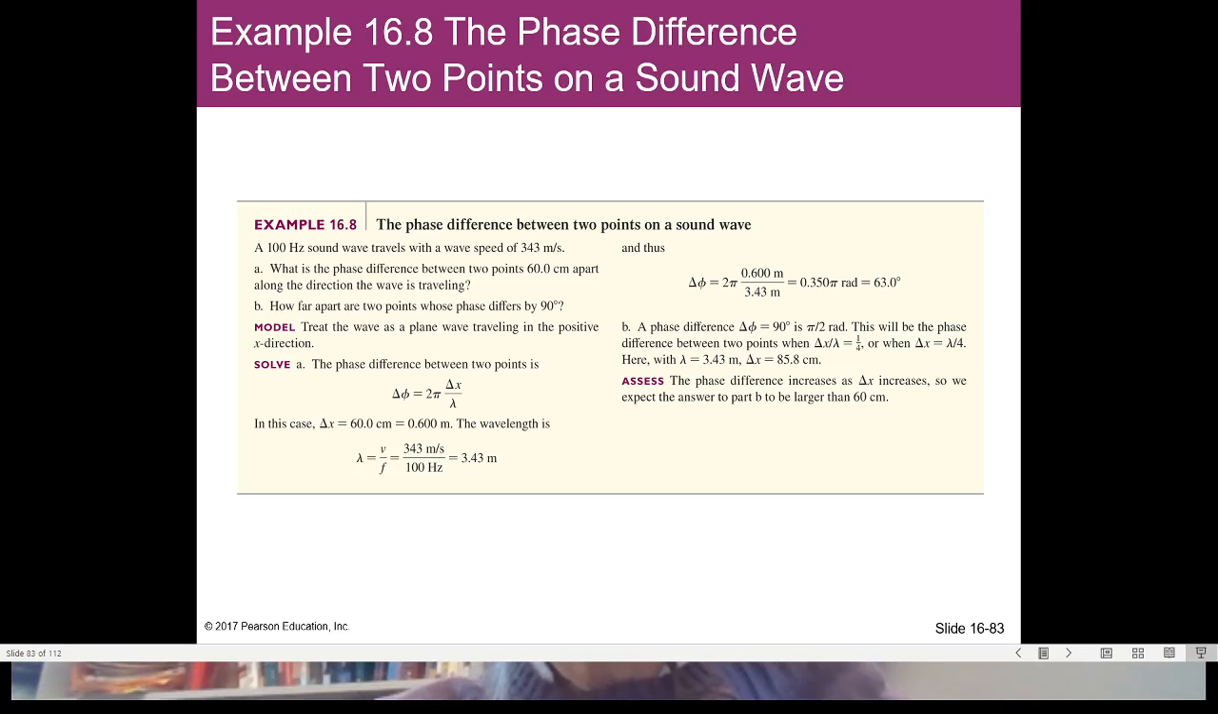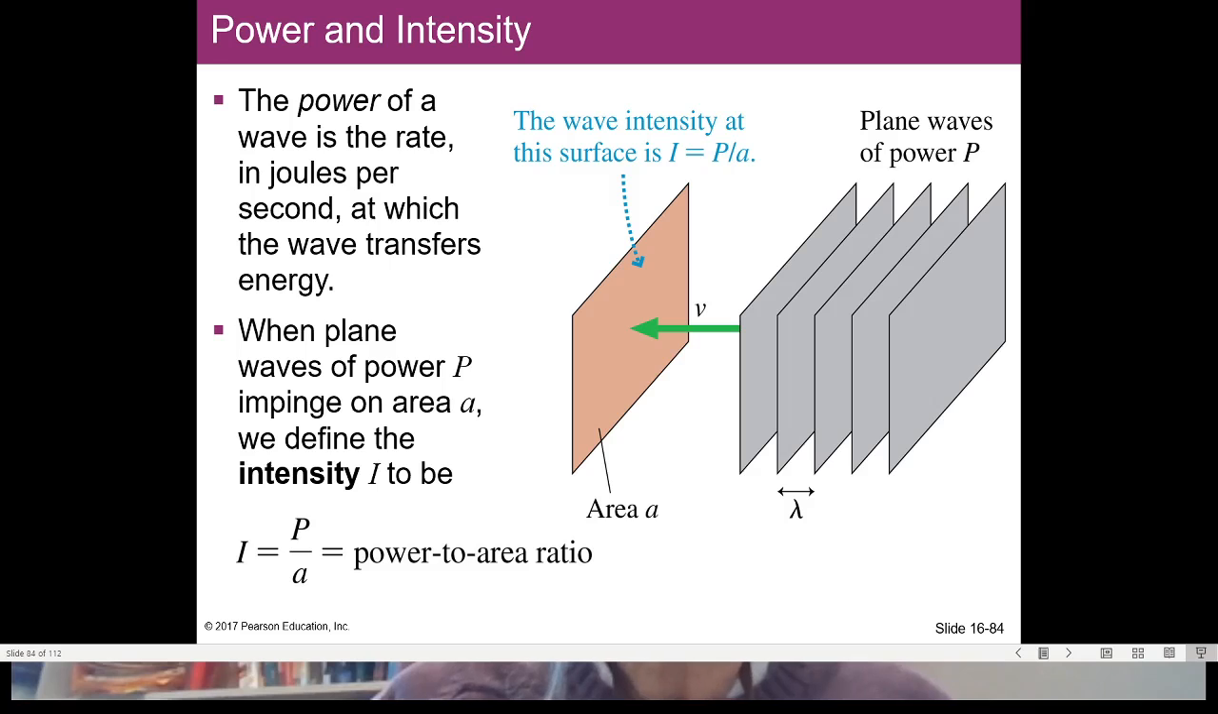Okay, so here's a numerical example where we can get the phase difference between any 2 points on a sound wave, and it's exactly like what we were just doing on the slide. Okay, the last thing before Doppler is the idea of power and intensity.